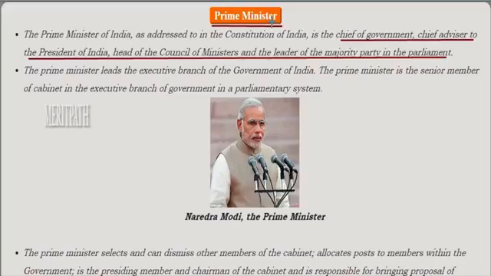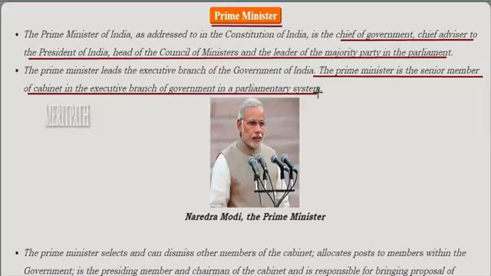Prime Minister. The Prime Minister of India, as addressed in the Constitution of India, is the Chief of the Government, the Chief Advisor to the President of India, Head of the Council of Ministers, and Leader of the majority party in the Parliament. The Prime Minister leads the executive branch of the Government of India. Prime Minister is the senior member of the Cabinet in the executive branch of government in a parliamentary system. In this image we see Narendra Modi, the Prime Minister.